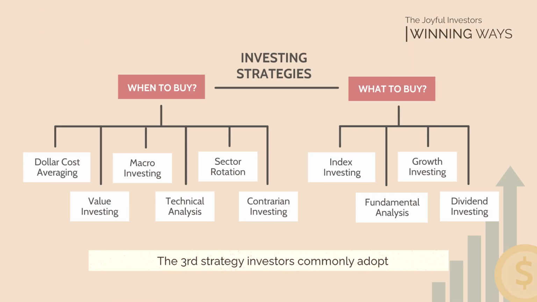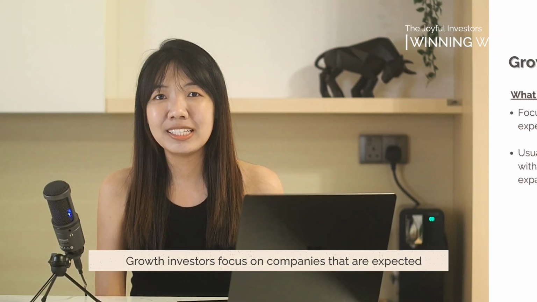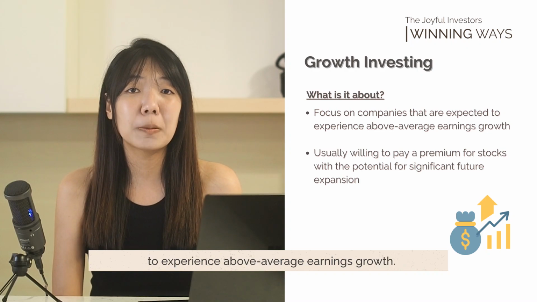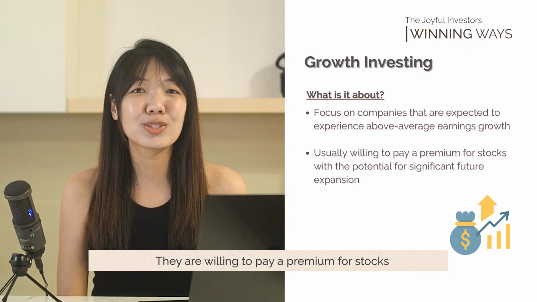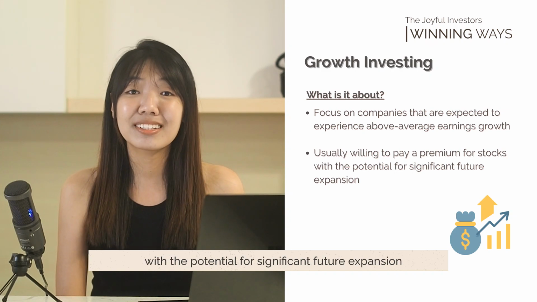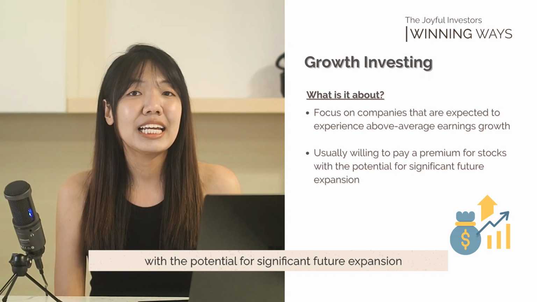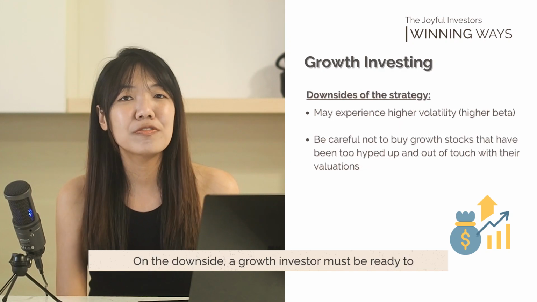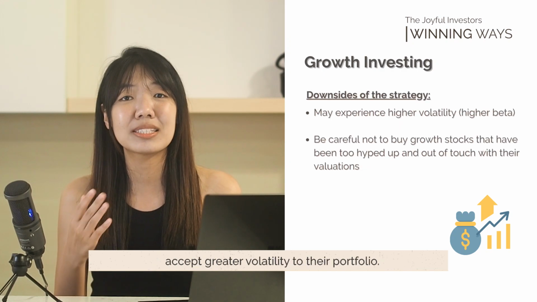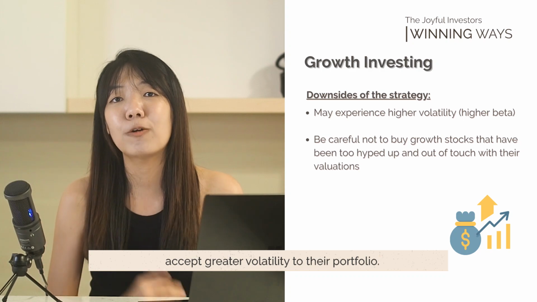The third strategy that investors commonly adopt on what to buy is growth investing. Growth investors focus on companies that are expected to experience above average earnings growth. They are willing to pay a premium for stocks with the potential for significant future expansion, even if the current valuation might be high. On the downside, a growth investor must be ready to accept greater volatility to their portfolio.